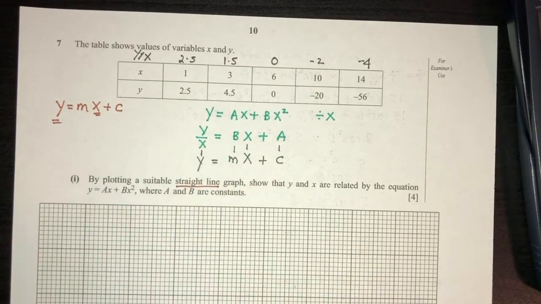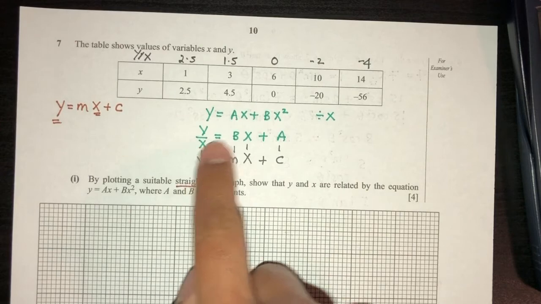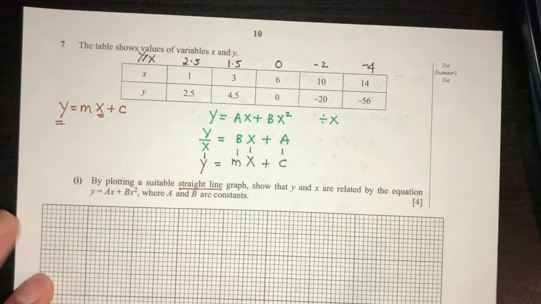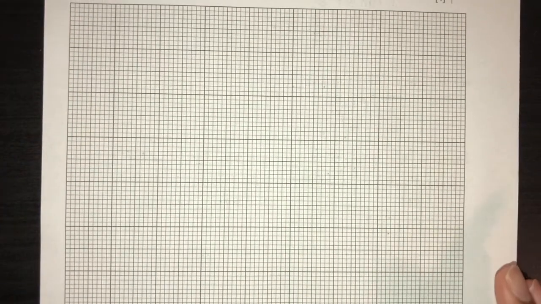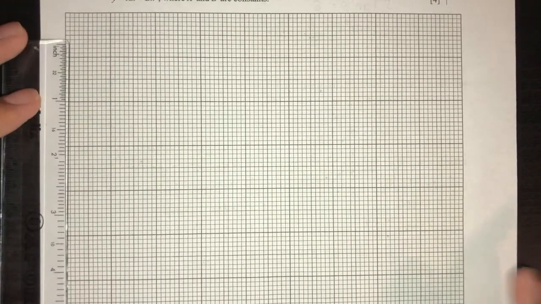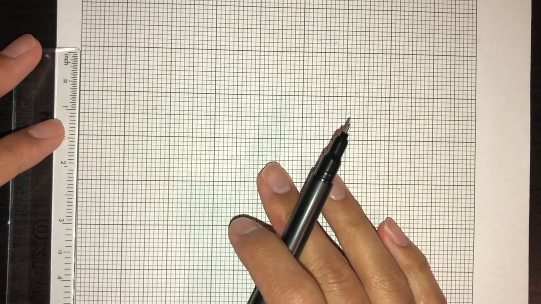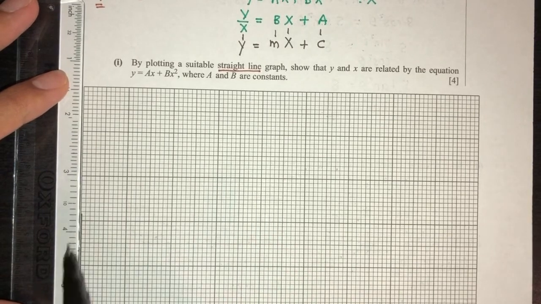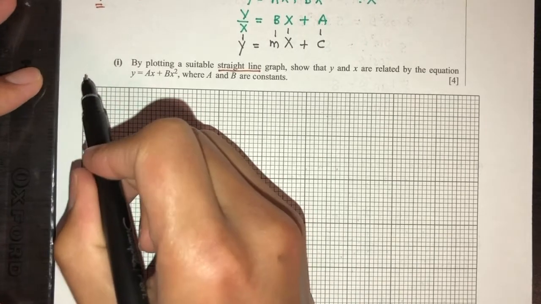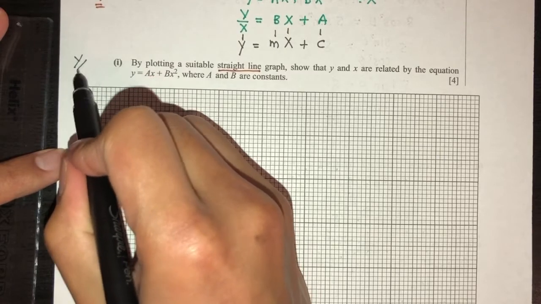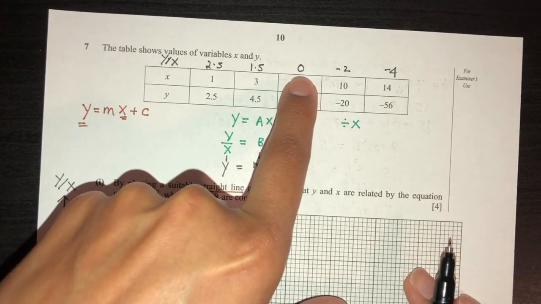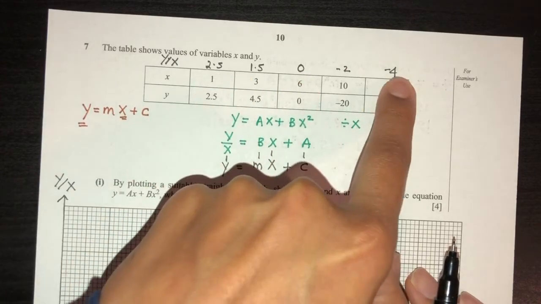So let's plot a graph of this against this. So this will be on your y-axis, and this is on your x-axis. So we have this graph given to us. Your y-axis will be your y divided by x. So we also have to find the scale that is good for this one. So label this as your y divided by x. You have values from 2.5 to minus 4.